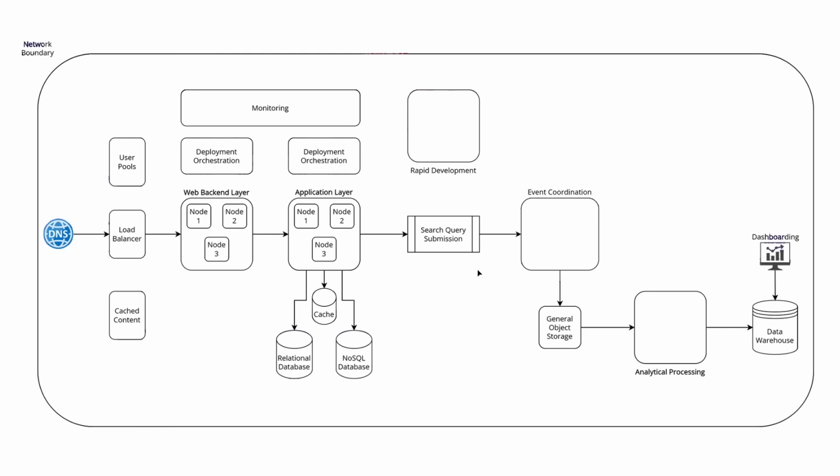And then we have some other toolkits here on the right for event coordination. Say for instance, this application did something like Google, where you have search query submission, and every time that gets saved to a database, you want to trigger some kind of event in this layer over here. We have storage for that event. We have some analytical processing, a data warehouse, and finally some dashboarding for end users to examine that content.